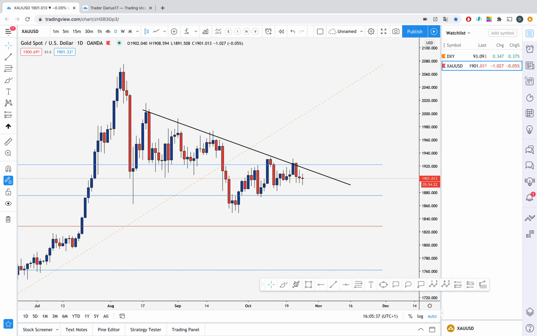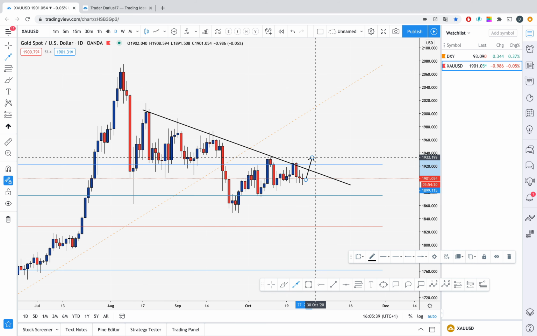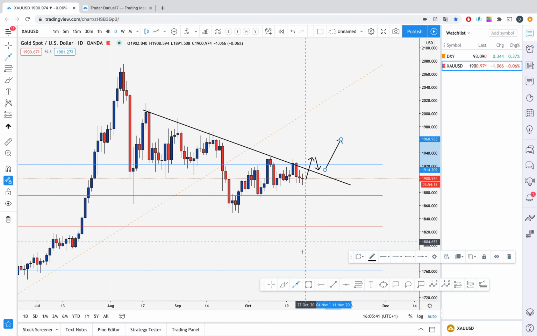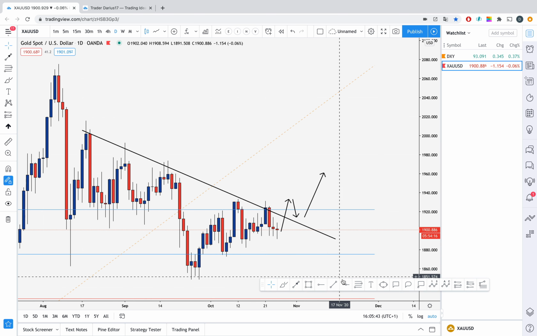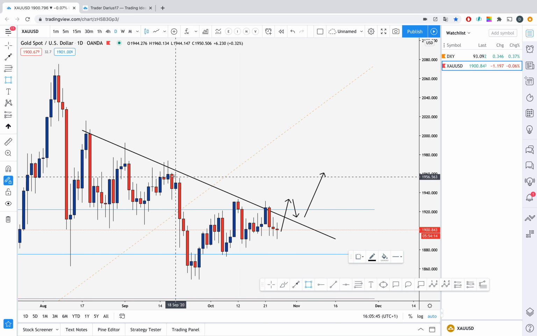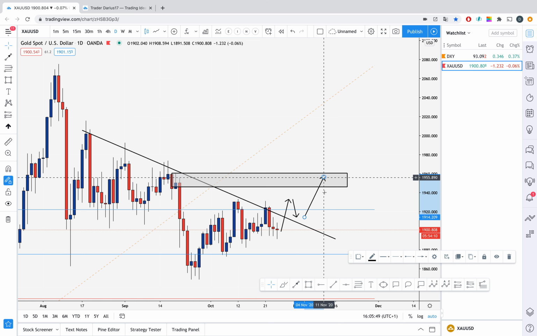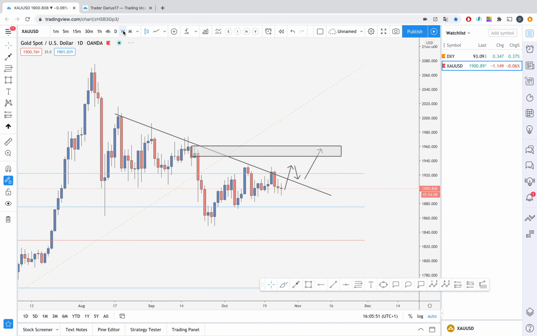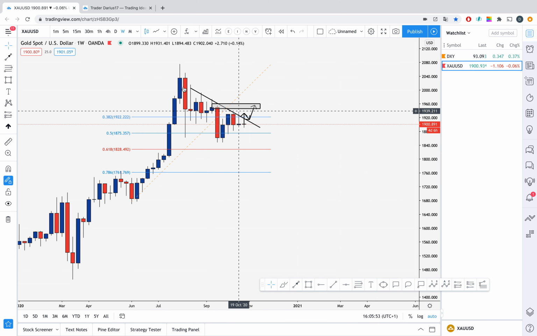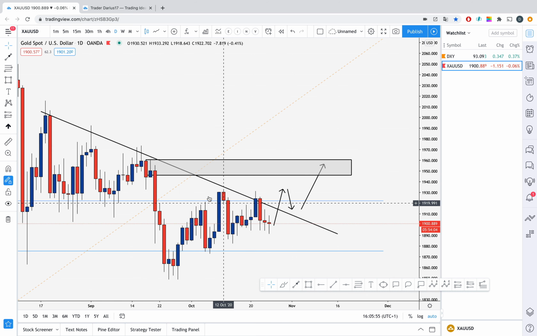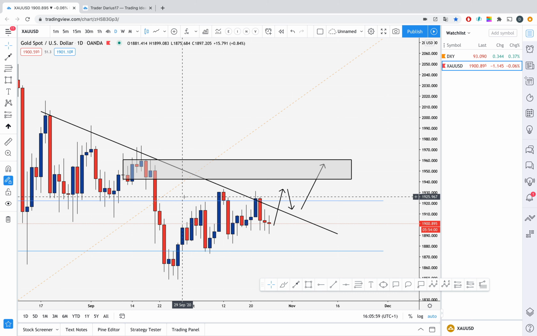And I want to see a clean break of this before I'm going to feel this whole market moving more to the upside. And here I got a very strong level of supply, which is at the same place as we've drawn previously on the weekly, as you can see. Only a little bit more detailed because the level is not that big on the daily.